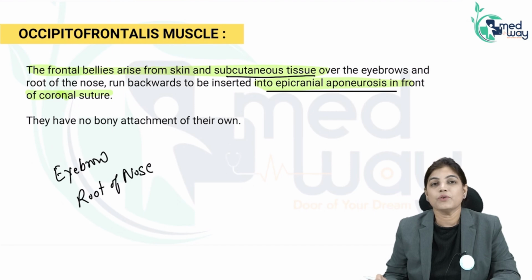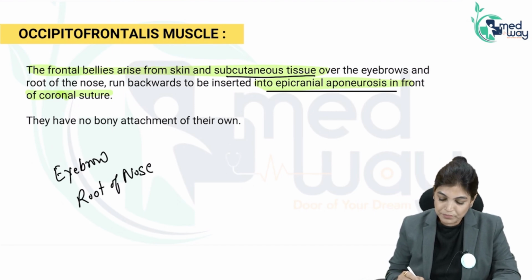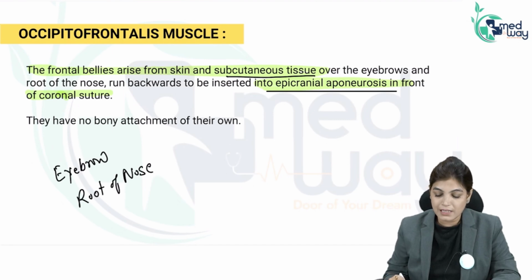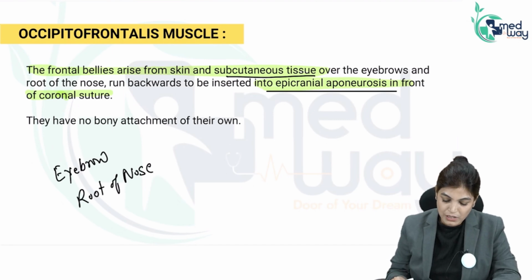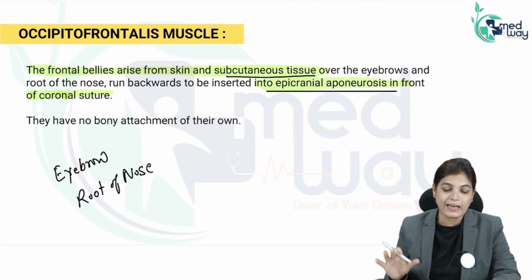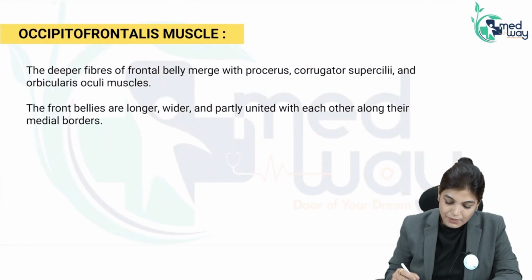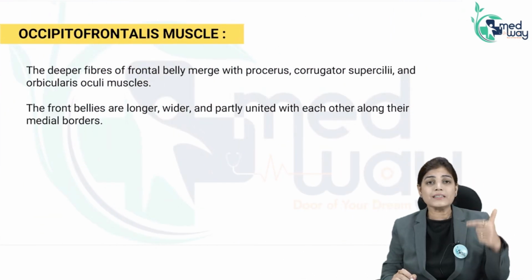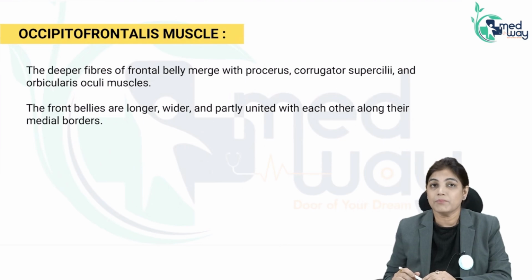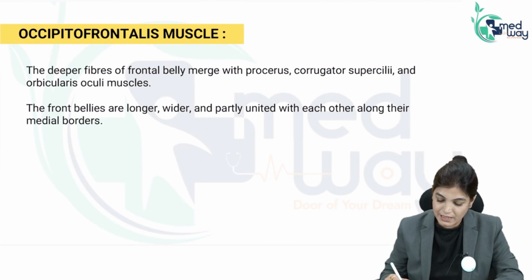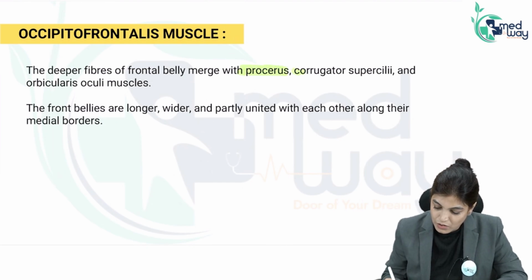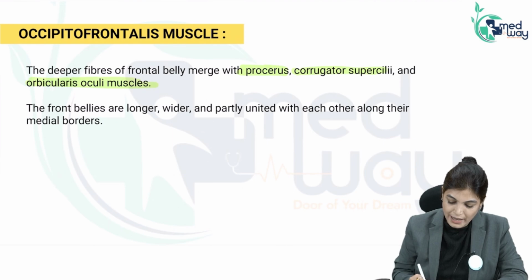So it is very important for you to note down that the frontal bellies originate from the skin and subcutaneous tissue over the eyebrows and the root of the nose. It does not have any kind of bony attachment. Now, the frontalis muscle belly merges with the muscles of facial expression, that is procerus, corrugator supercilii and orbicularis oculi muscle.